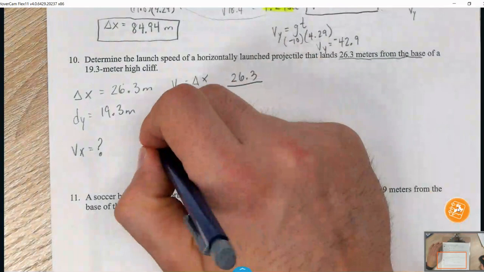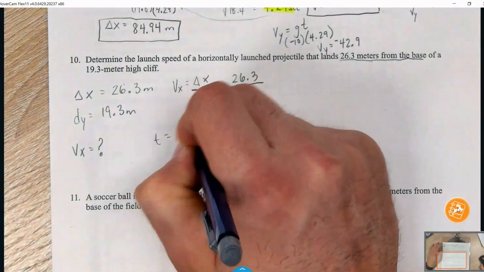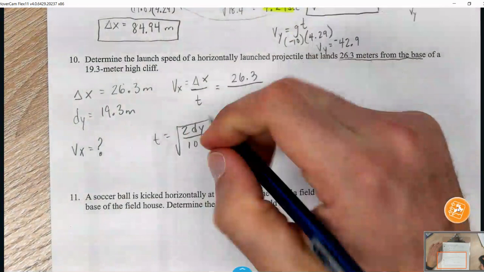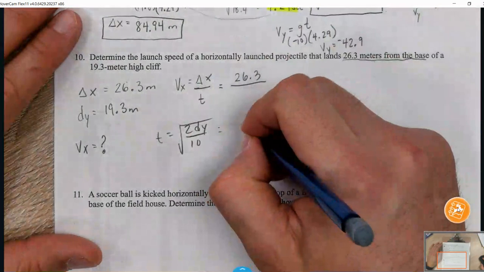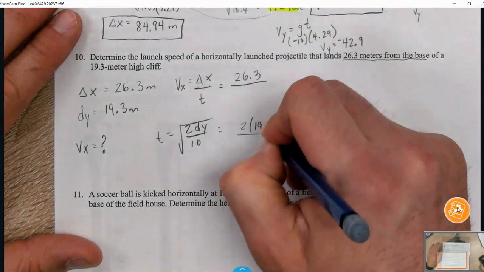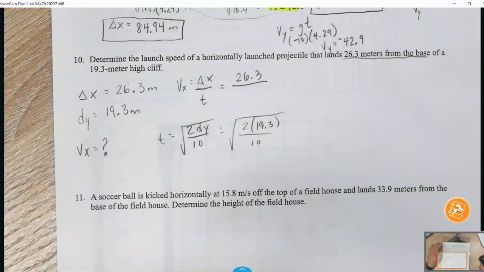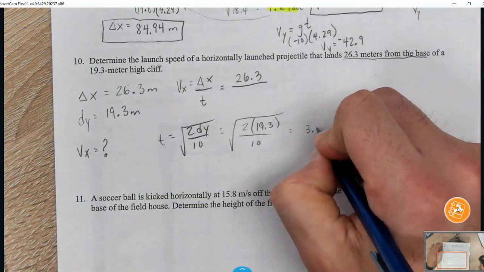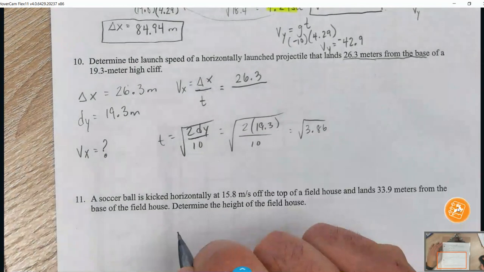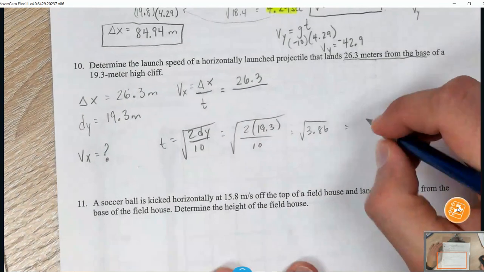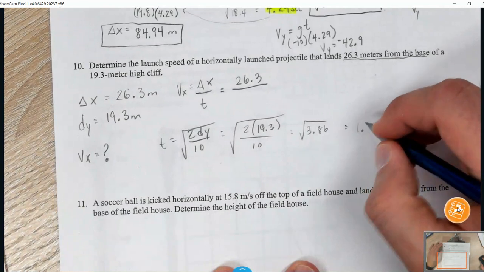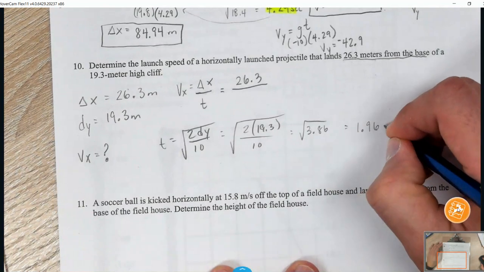So to get t, we're going to go 2 dy over 10 and square root, which you're going to wind up having to do a lot, guys. So 2 times 19.3 over 10 and square root. So 2 times 19.3, 38.6 divided by 10, 3.86, and we have to square root that. And I get a time of 1.964 and change, so we'll call it 1.96 seconds.